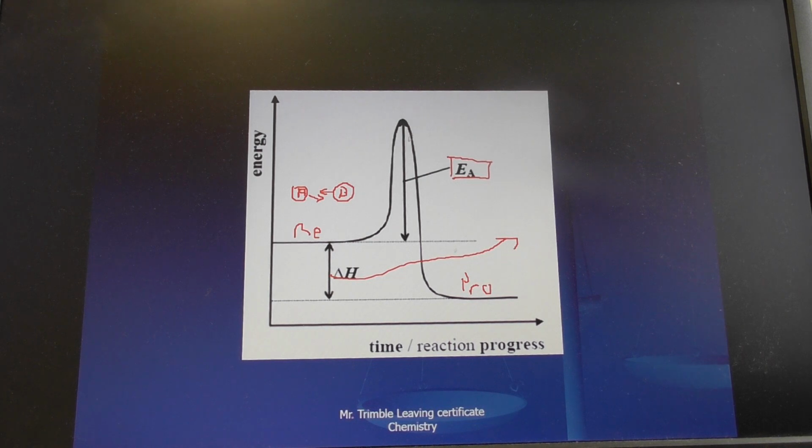And delta H here in this case, because the reactants have more energy than the products, delta H would actually be negative. That's something else you should know. Delta H talks about the reactants, as you write it in a balanced equation, going to products. If there's a loss of energy, then delta H is negative. So that's something else you could add in on that one.